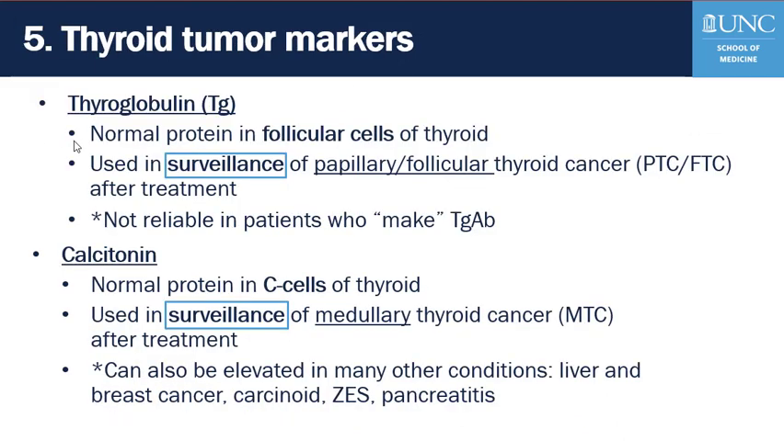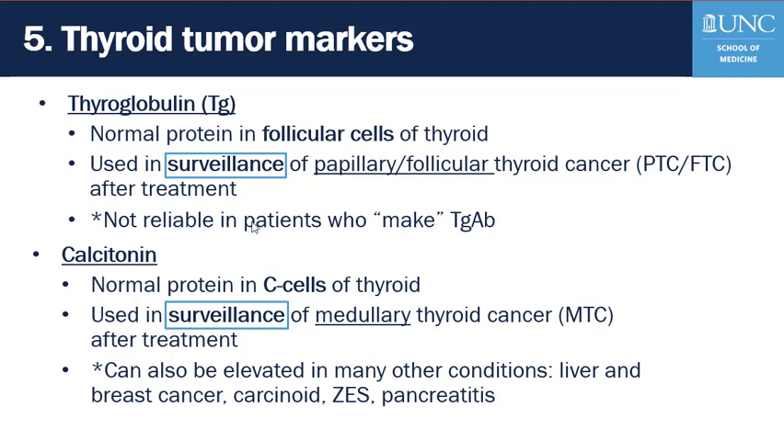And finally, this is the last test that can be used in assessing the thyroid: tumor markers. And these include both thyroglobulin and calcitonin. And thyroglobulin is simply a normal protein found in follicular cells of the thyroid, as we discussed earlier. But it can also be used in surveillance of papillary or follicular thyroid cancer, so PTC or FTC, after these cancers have been treated with surgery and any other potential modalities.